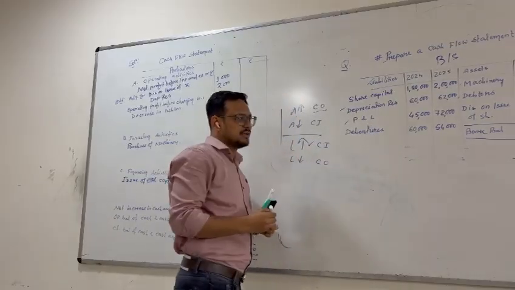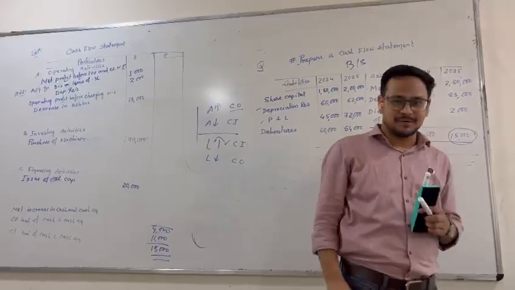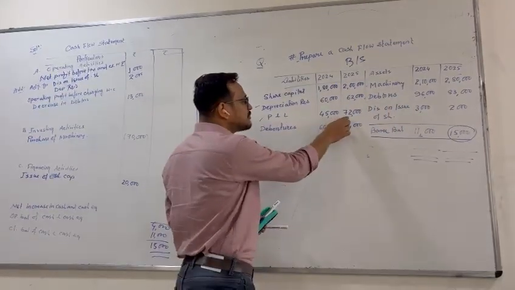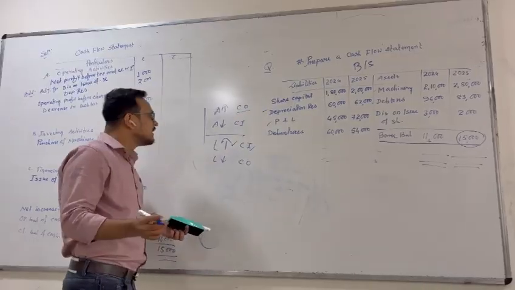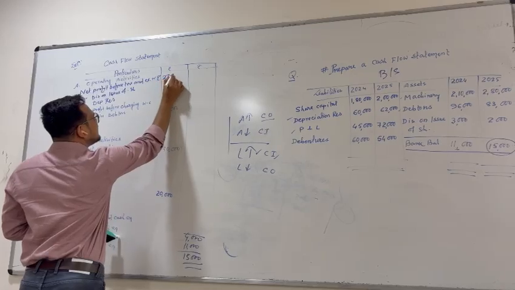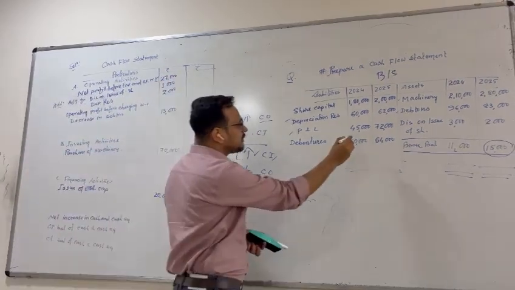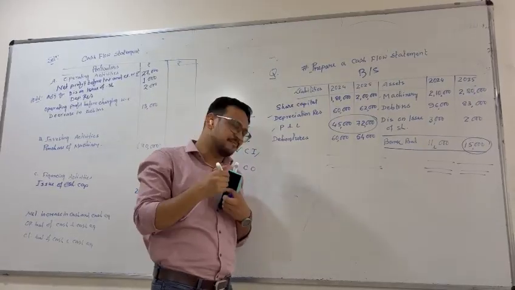Now the net profit 45 to 72. What is the change? 27,000. 45 to 72 is also your surplus increases. So inflow. So net profit before tax and extraordinary item 27,000. The change is 45 to 72, which means 27,000 increase in net profit.